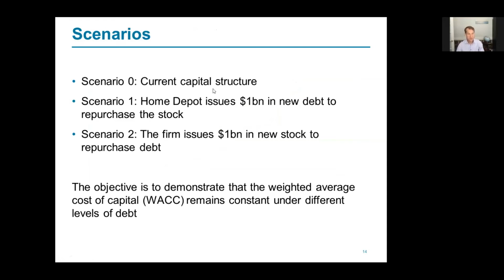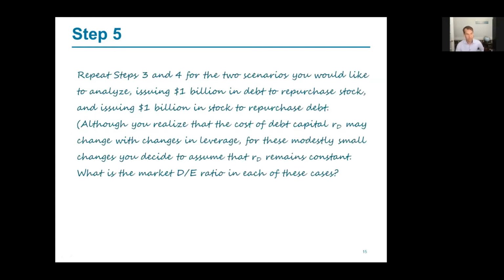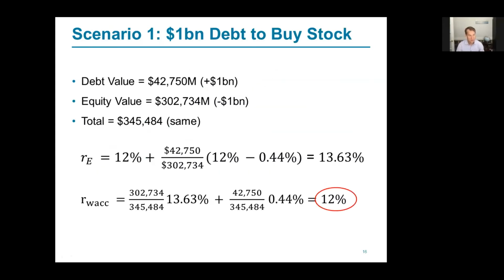So we've just done scenario 0, and then scenario 1. We'll see what happens if Home Depot issues $1 billion in new debt to repurchase stock, or in scenario 2, what if the firm issues $1 billion in stock and then repurchases debt? And we'd like to illustrate that the weighted average cost of capital doesn't change. So the instructions pretty much say to calculate weighted average cost of capital under these 2 scenarios. And let's do that.